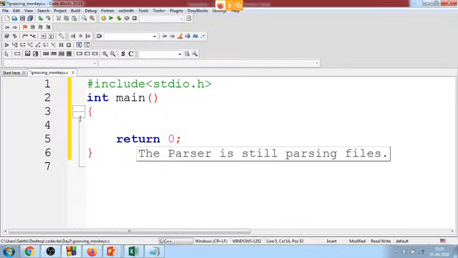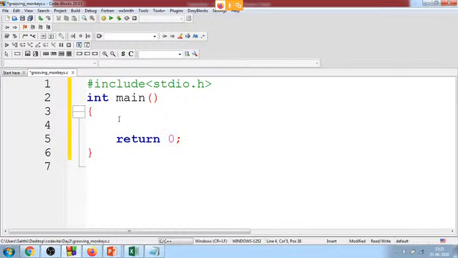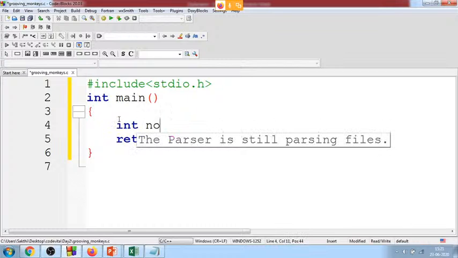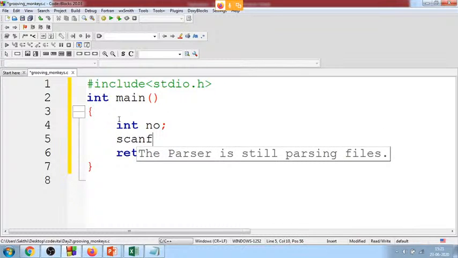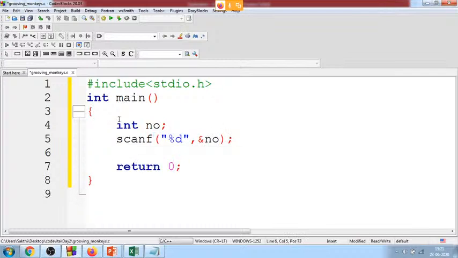Okay. Now what you're going to do, first, you're going to get the number of monkeys value. So let me initialize int number and let me accept scanf %d comma ampersand of number. So right now I got the number of monkeys, and after this I'm going to accept input values for my monkeys.